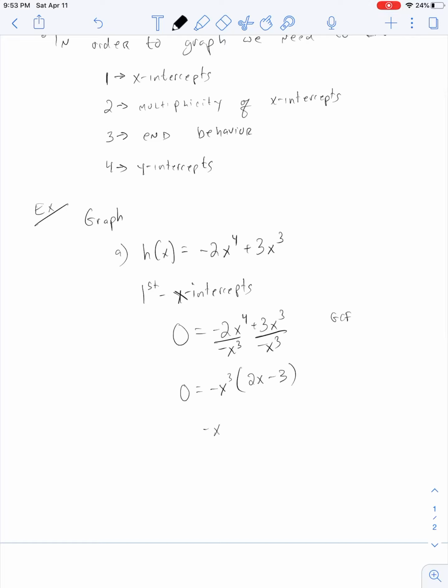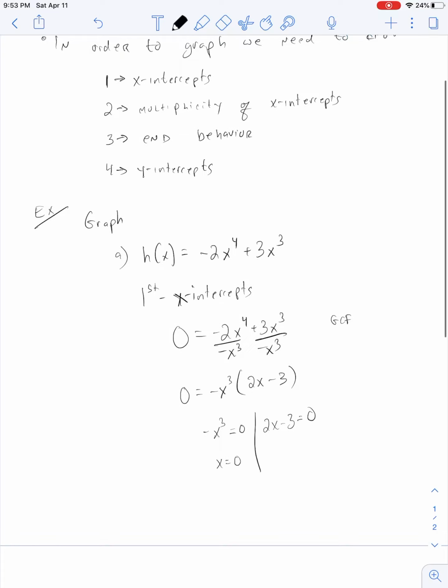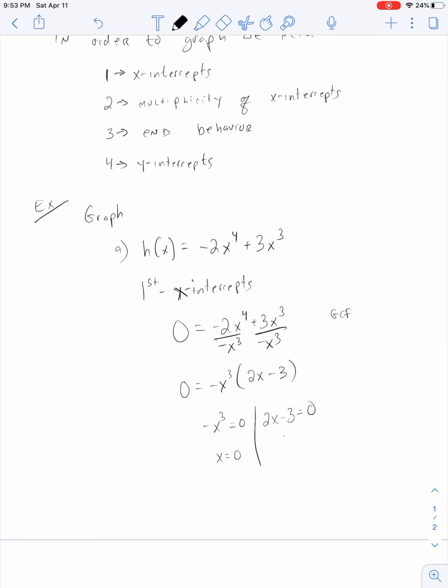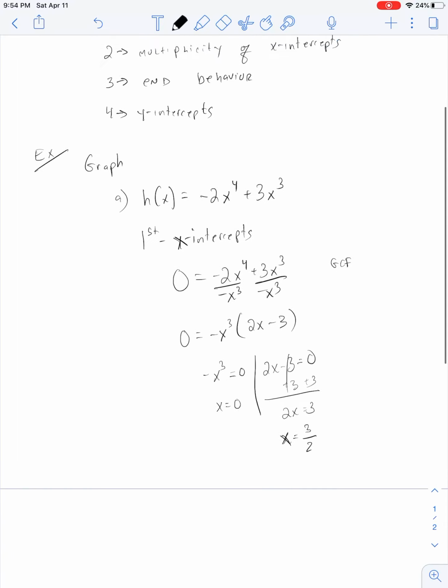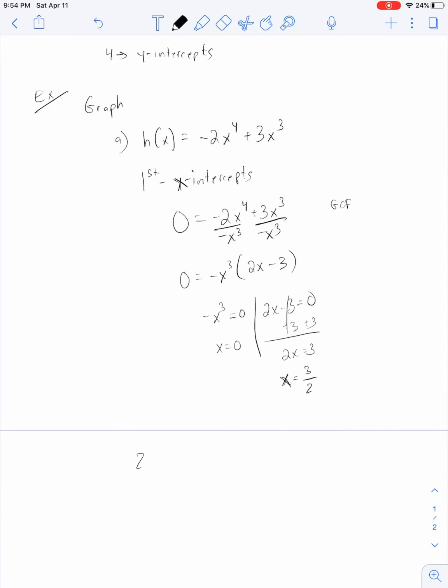From there, we solve each one of these. Negative x to the third equals 0. 2x minus 3 equals 0. This, we'll see, gives us just x equals 0. We add 3, divide by 2, so we get x equals 3 over 2. So those are the x-intercepts. Now we want to find the multiplicity.